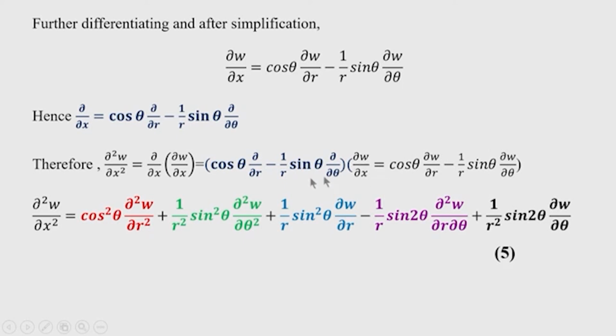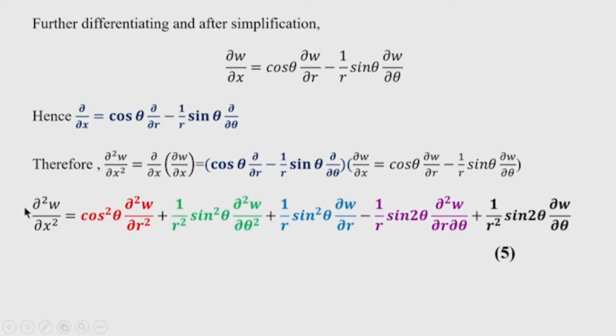After operating this operator on this function, you will get del square w by del x square equal to cos square theta into del square w by del r square plus 1 upon r square sin square theta del square w by del theta square plus 1 by r sin square theta del w by del r minus 1 by r sin 2 theta del square w by del r del theta plus 1 by r square sin 2 theta del w by del theta.